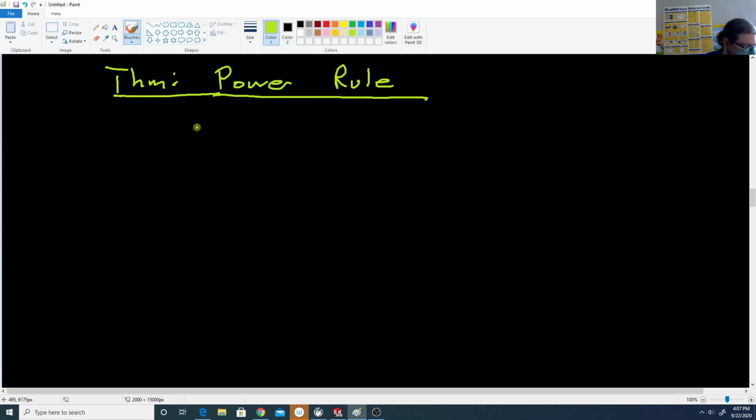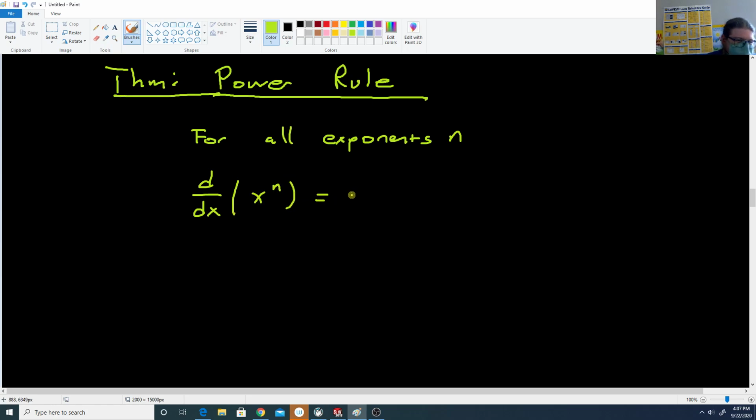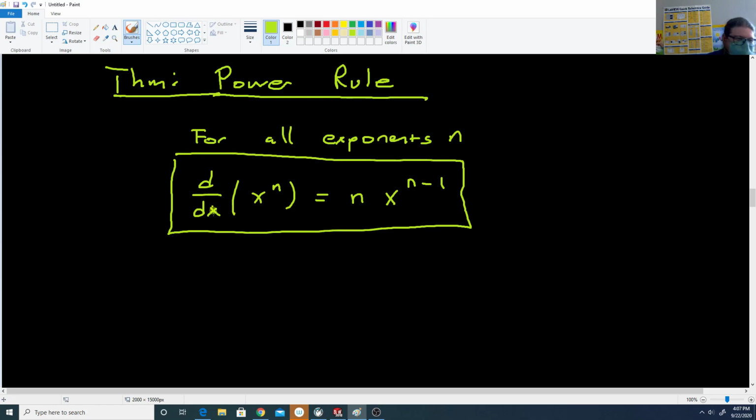So we'll do, power rule says for all exponents n, d dx of x to the n is equal to n x to the n minus 1. d dx says you want to take the derivative of whatever's in the parentheses. So this is kind of using Leibniz notation, saying I want to take the derivative of this type of expression here.